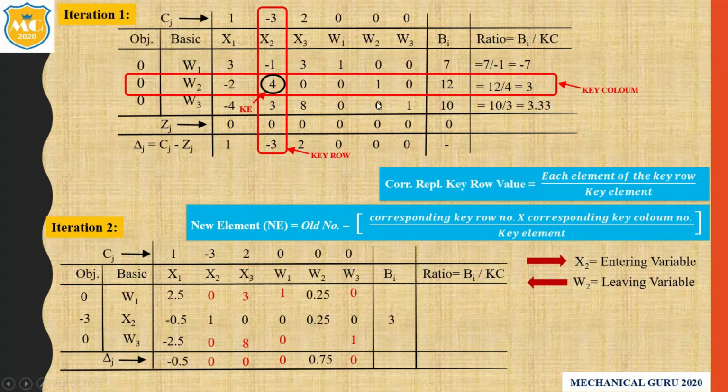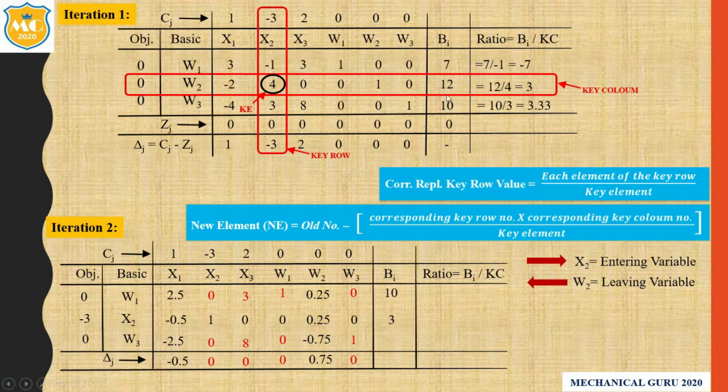Similarly here, 0 minus this into this divided by this. So here we get the minus 0.75. Next we will find out this value. Okay, so old number is 7, corresponding key row number 12, corresponding key column 1 divided by 4. So 7 minus 12 into minus 1 divided by 4. So minus minus plus means 12 divided by 4. So 7 plus 3 is equal to 10.